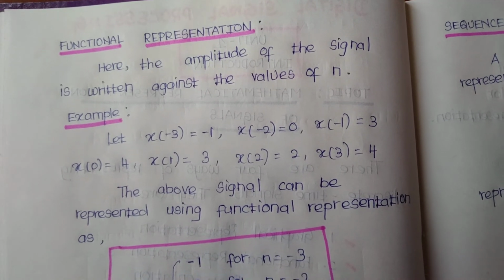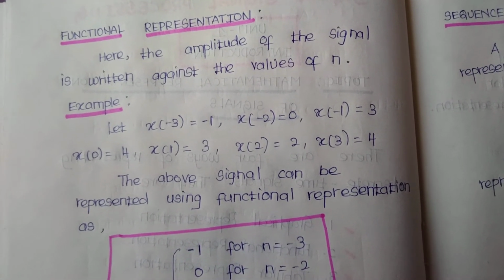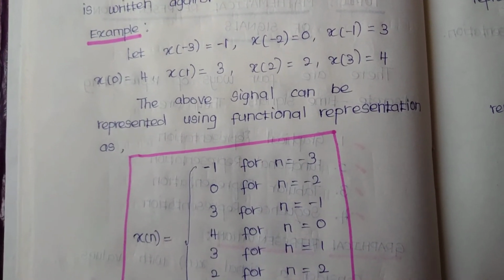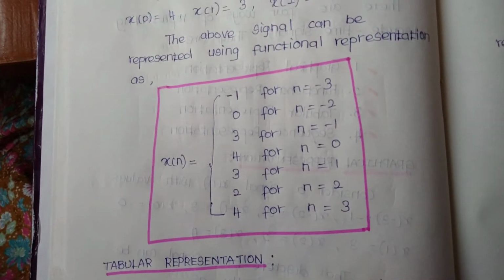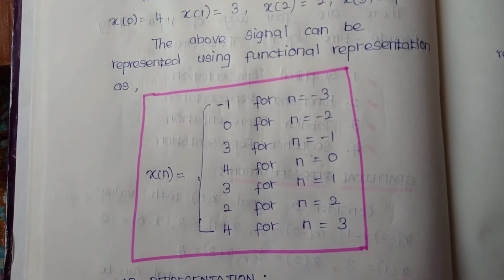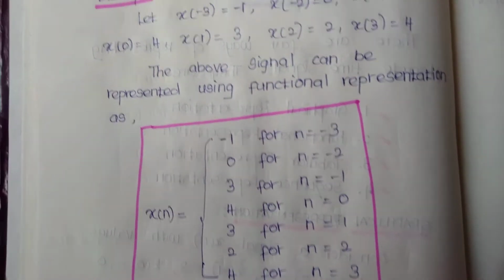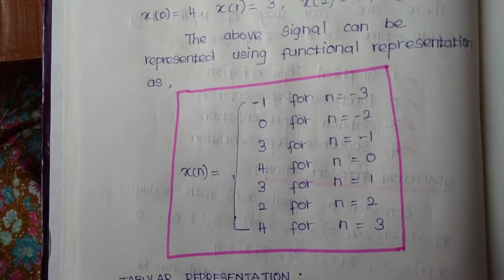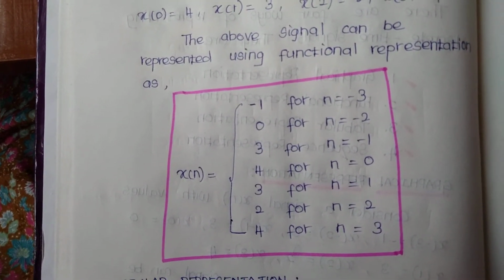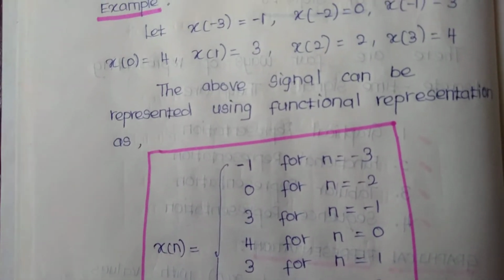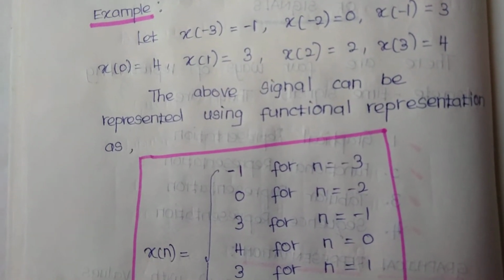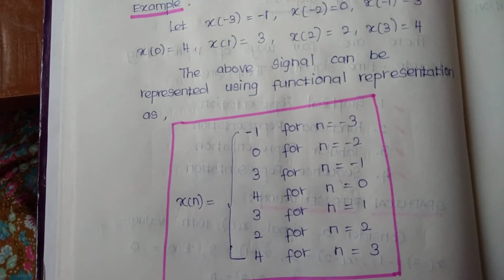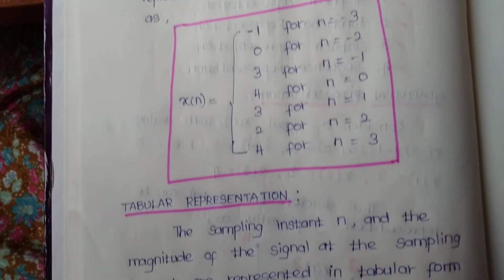So next topic is functional representation. Here the amplitude of the signal is written against the values of n. Let us take an example, and this signal can be represented as x of n is equal to, for example, if x of -3 equal to 1, you should write x of n is equal to -1 for n equal to -3. If x of 3 equal to 4, how will you write? x of n equal to 4 for n equal to 3. Like that you have to write.